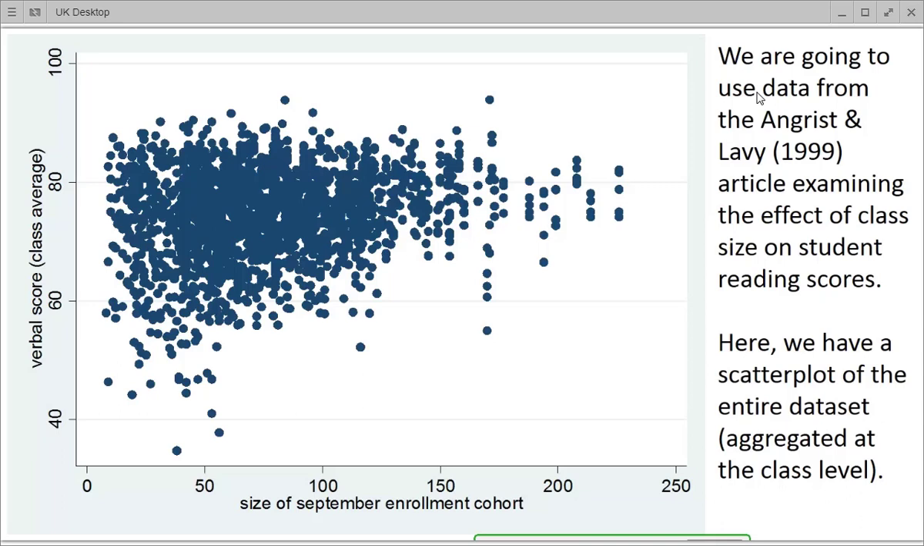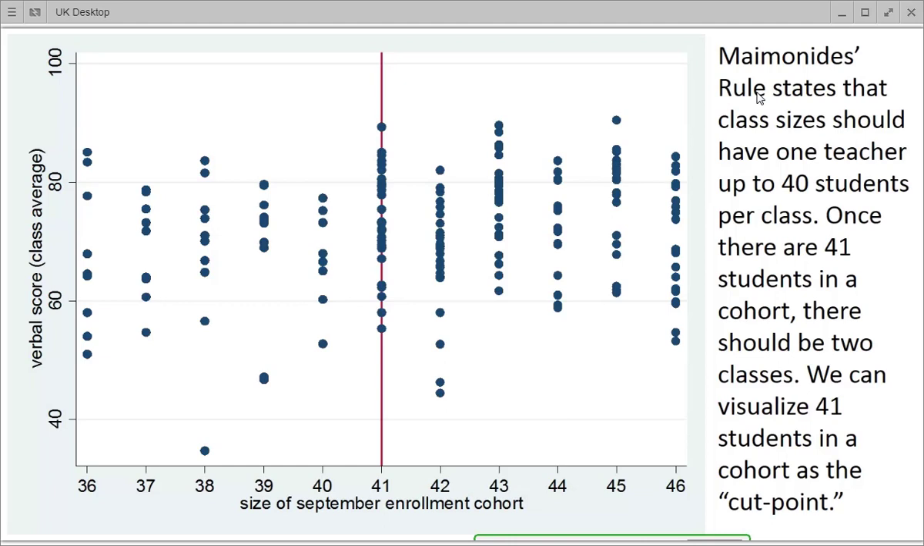Now, if you're just taking a look at this broader picture of the relationship between cohort size and class achievement, there's nothing too much that jumps out here. Maybe as cohort size is increasing, there's a slight increase in overall test scores, but that's not really what we're after. Instead, we want to drill down to the specific rule.